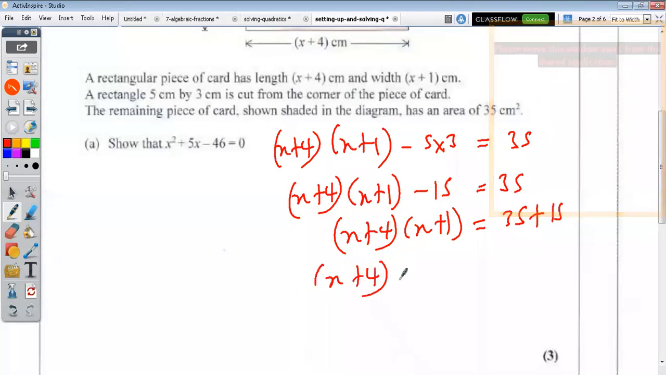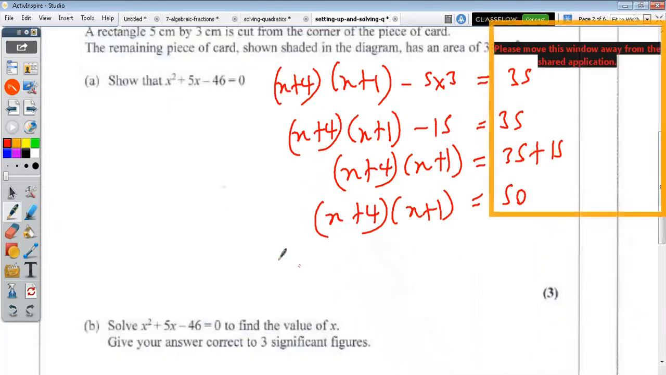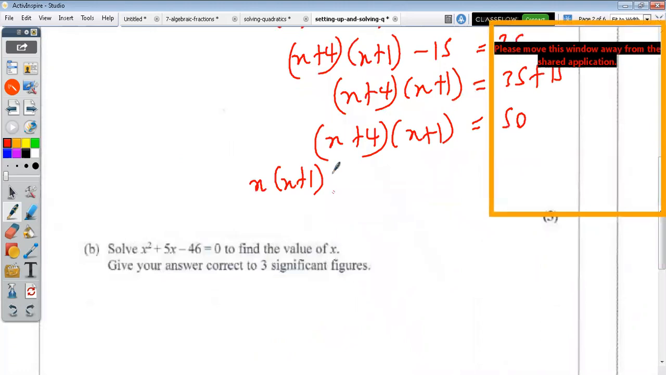Is that 50? Yes, sir. Is equal to 50. Now let's do what we have been doing. I said if you are slow at expanding, you can do the long way. x multiplies the whole term x plus 1. That x plus 1, no, it's x plus 1. So plus 4 multiplies also the whole term, the x plus 1 term is equal to 50.